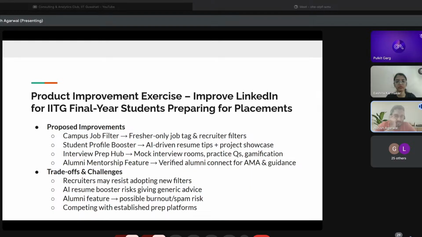Okay, good try, Tarun. Any other thoughts? Right, share percentage increase in applications, that also makes sense.